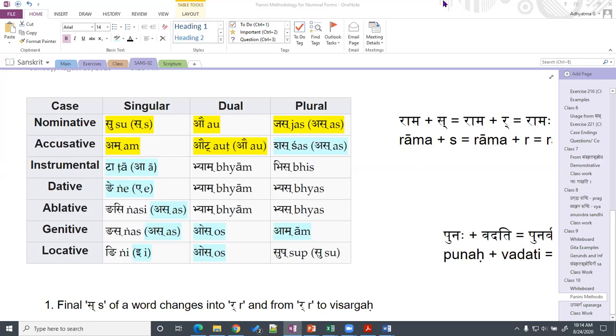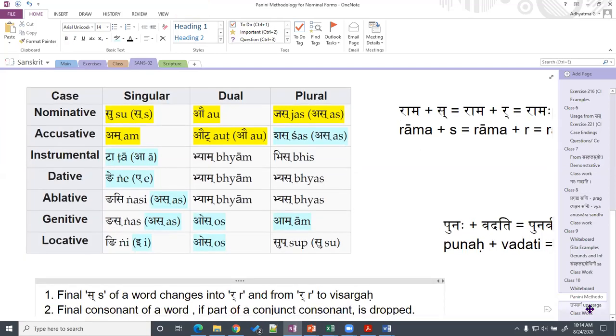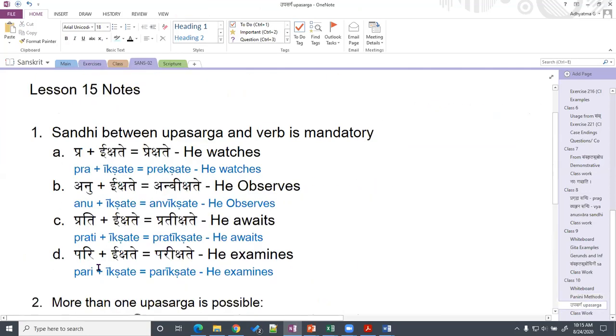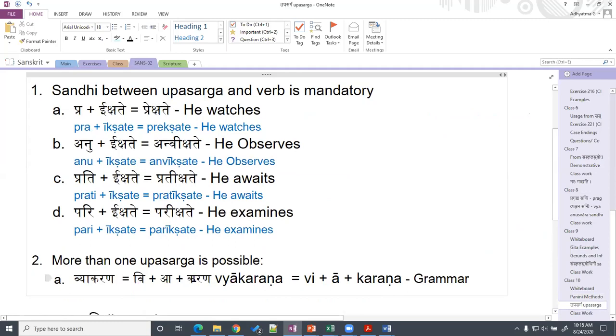There is a question here: grammar is vi plus separation plus a plus sound. So grammar, this word vyakarana, has two prefixes, vi and a, and karana. Karana is to do; literally it means to take it apart in a very special manner.